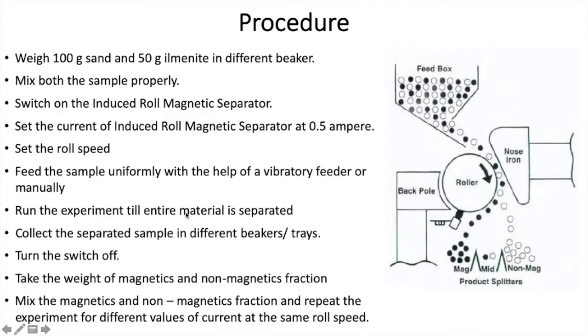You just have to see how much of magnetic and non-magnetic fraction is being collected in different containers for different values of current. So you will change the value of current and repeat the experiment for the same roll speed. Whatever roll speed you have set, you will simply observe the effect of changing the current, because changing the current will actually change the induced magnetic field on the rolls. So accordingly, the separation behavior of the particles will change.